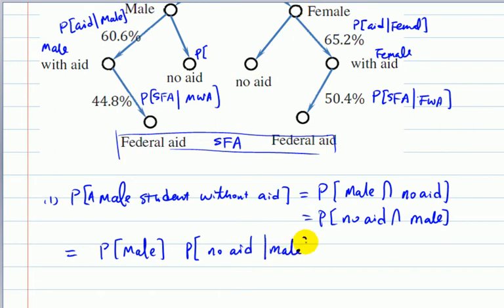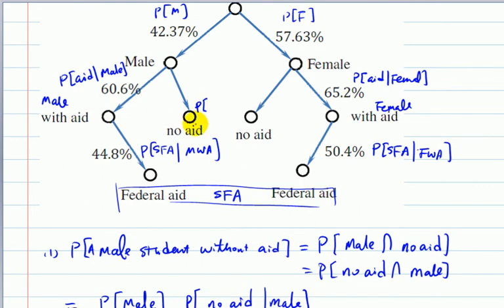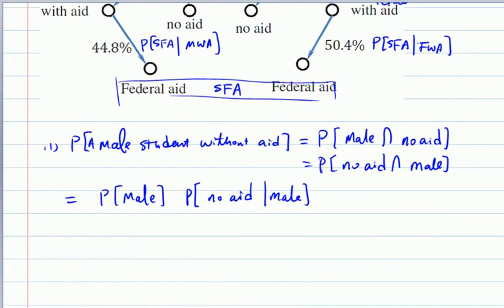Okay, so let's see if that makes sense or not. You can also explain it this way: the probability of getting over here is equal to the probability of this branch, which is male, multiplied by the probability of this branch here, which is no aid given male. That's why you multiply this one by this one, and that's how you get it from the conditional probability too.